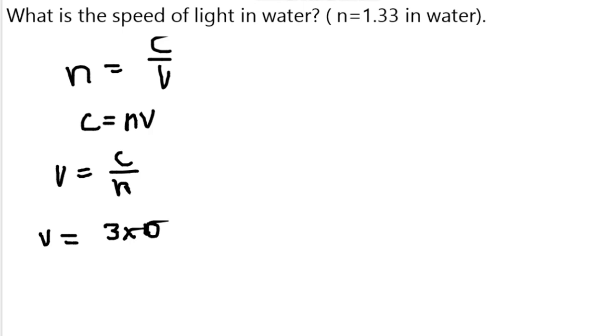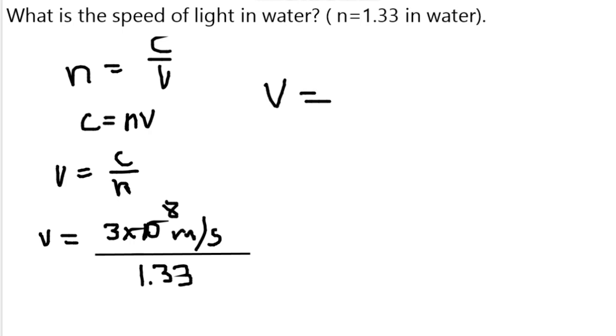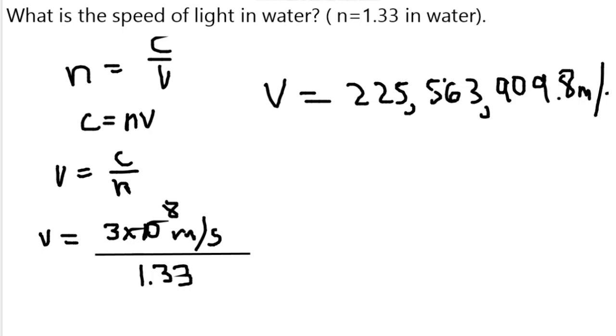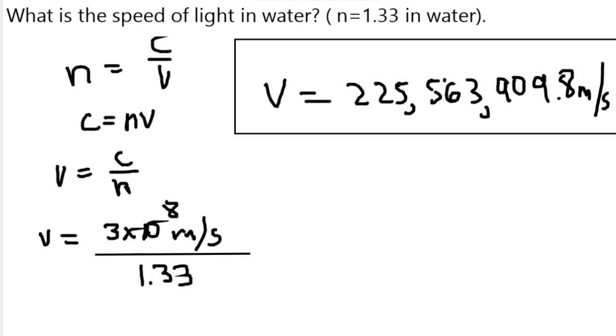So this is the speed of light in the vacuum, and this index of refraction in the water is 1.33. So dividing this, the speed of light in water is around 225,563,909.8 meters per second. So this is the speed of light in water. So it's pretty much lower, right? Because the index of refraction is greater.